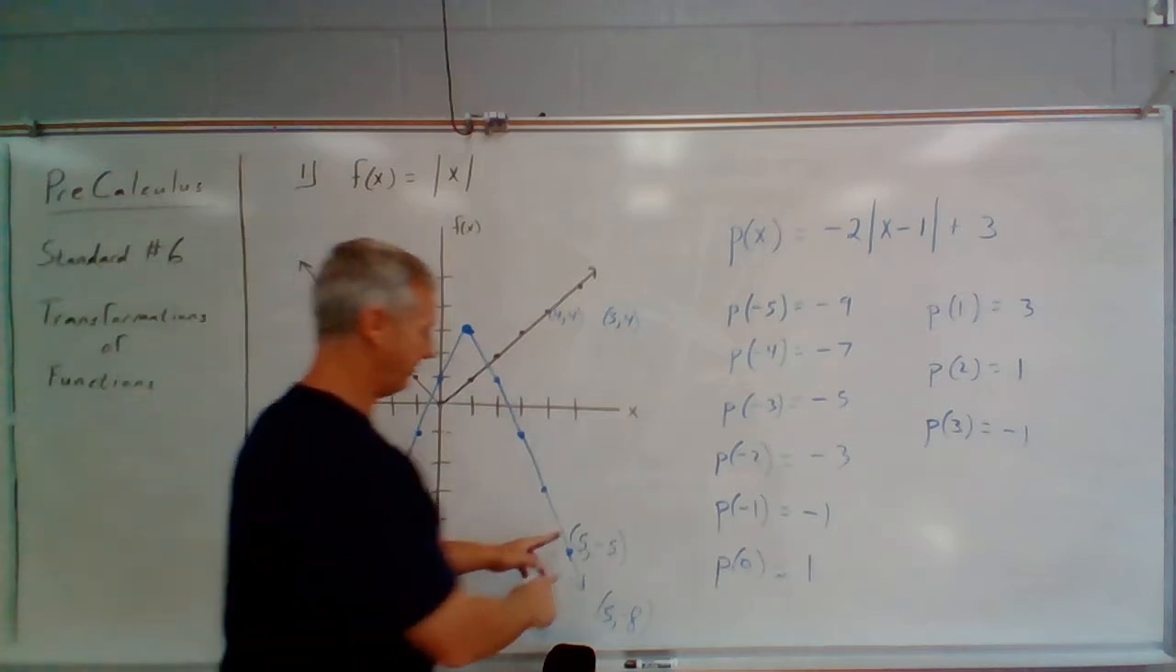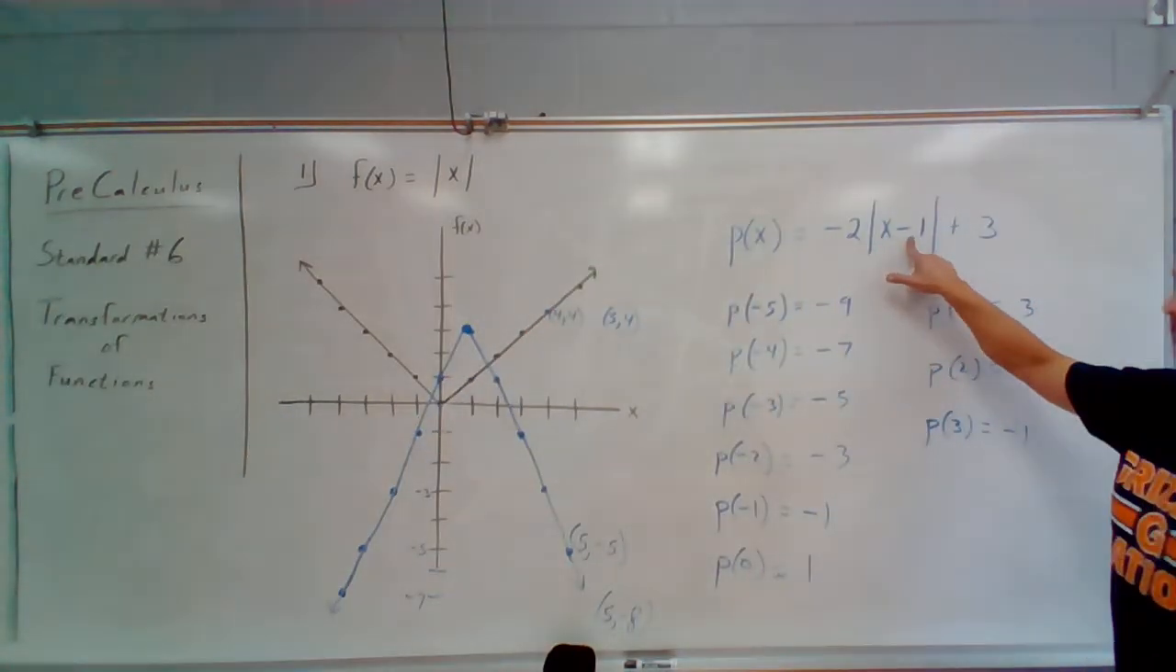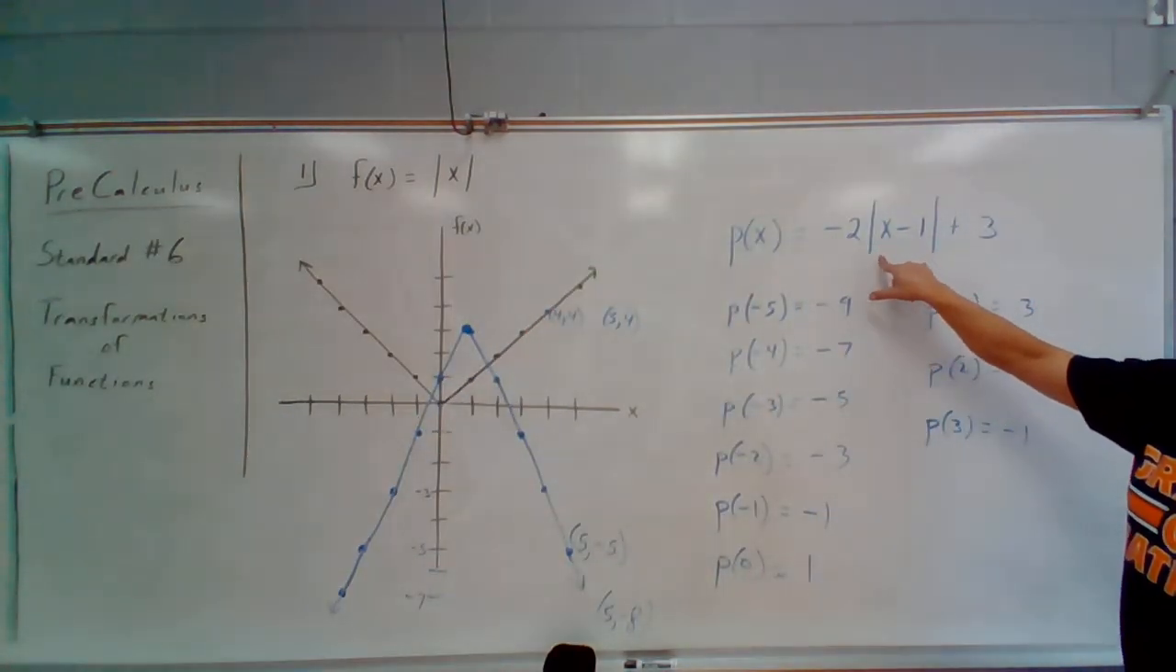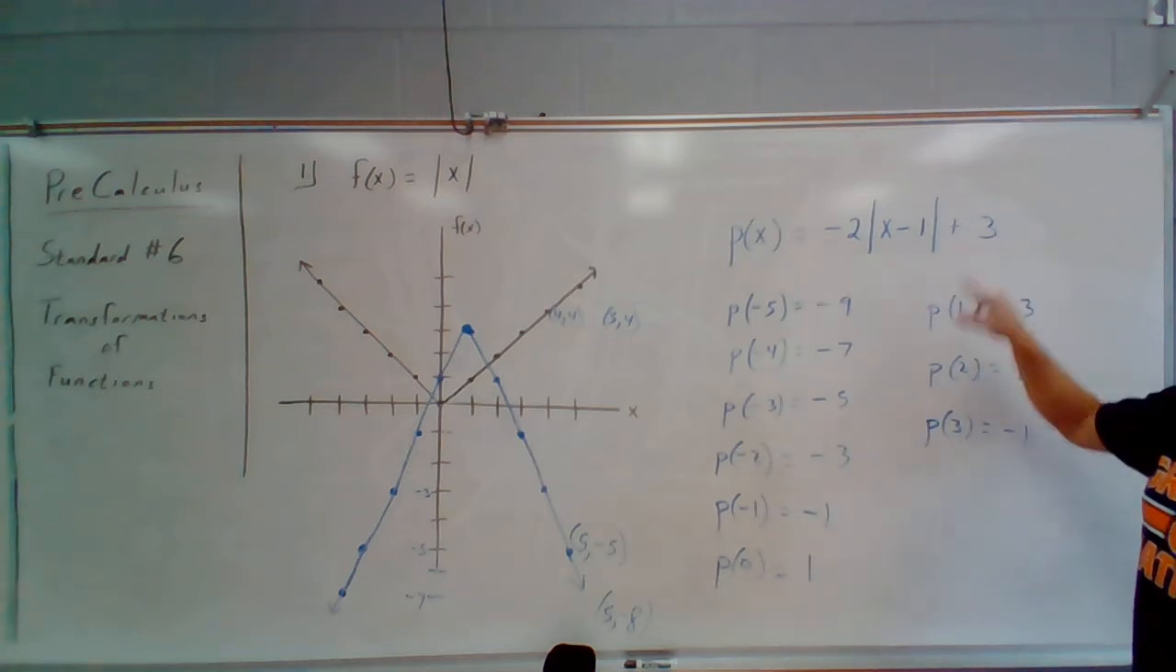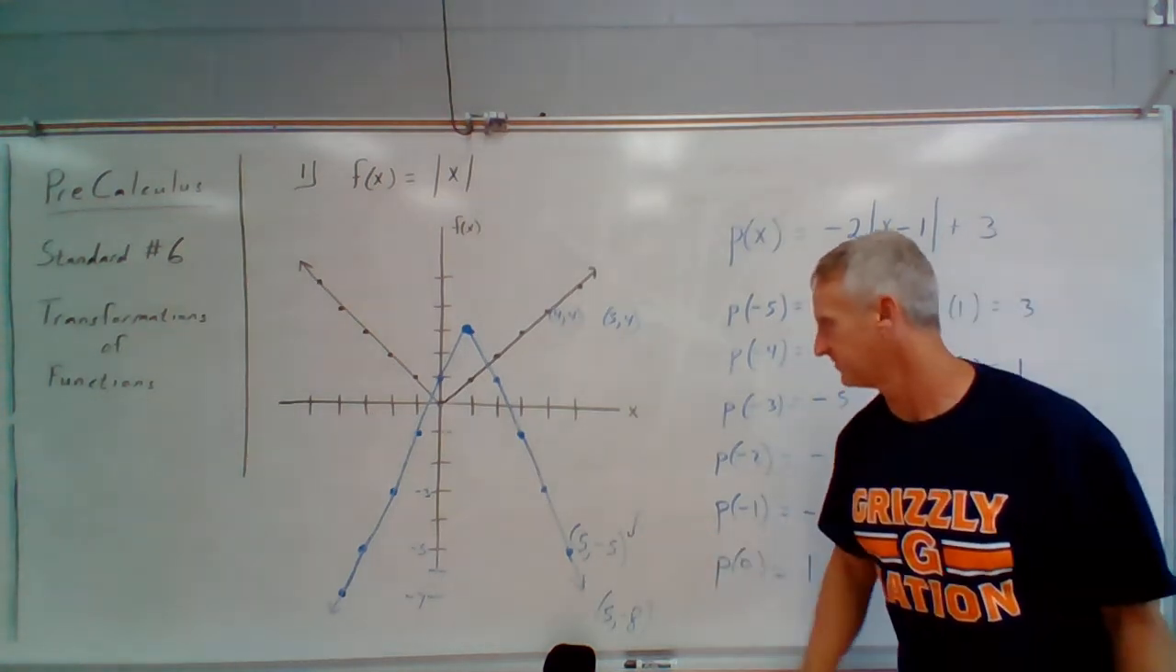And we can check that if I plug 5 into this function. 5 minus 1 is 4, absolute value of 4 is 4. 4 times negative 2 is negative 8, plus 3 is negative 5. So that point is on there.